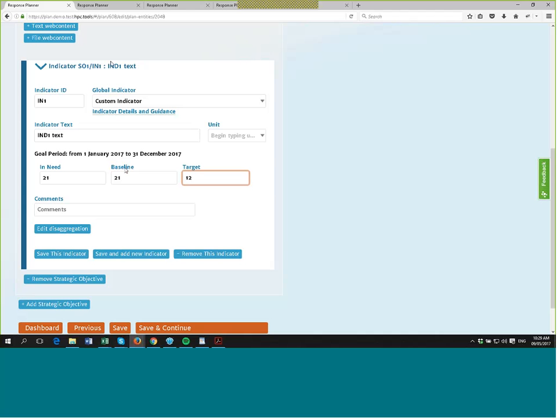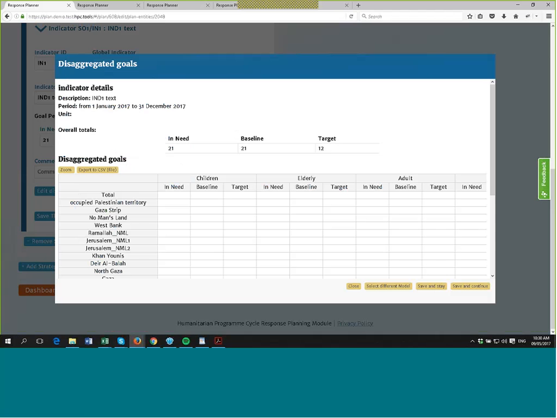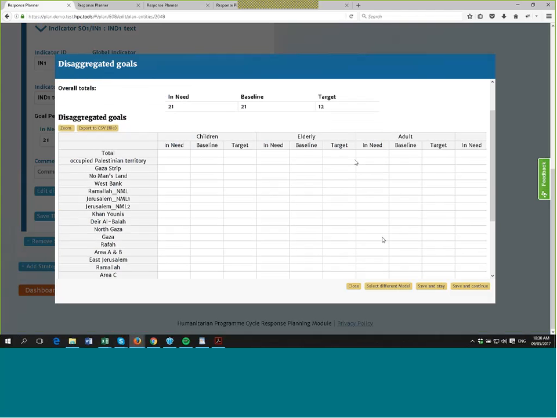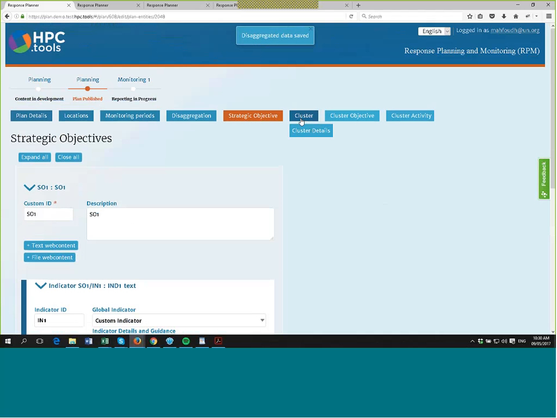So this is totally flexible in terms of the fields, and the JSON model that we have enables us to manage that very, very accurately. From here, if you want to add a disaggregation, you just click on disaggregation, and then you're able to see the model that you created in a nice way. So you can put in your targets here, and you're done with the setting up of the indicator. So that's more or less what you have here.